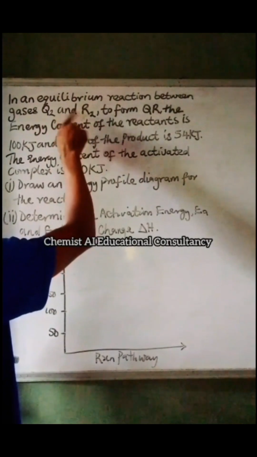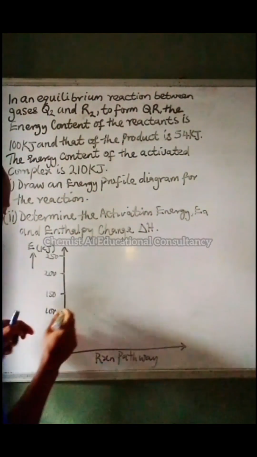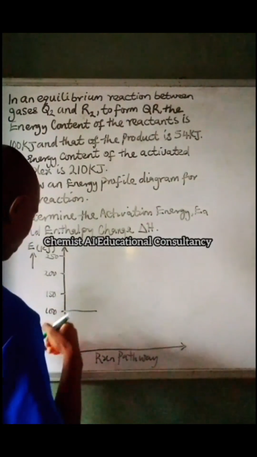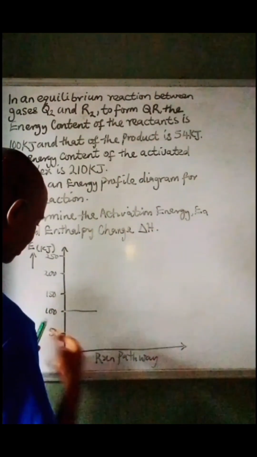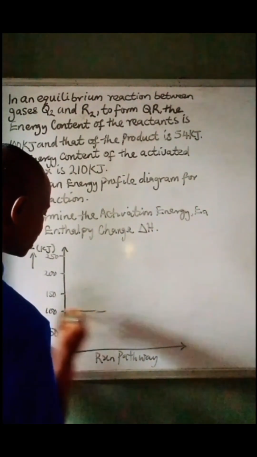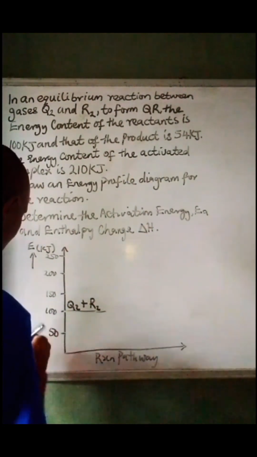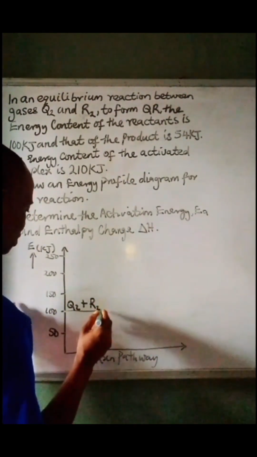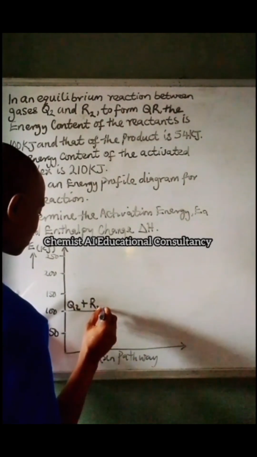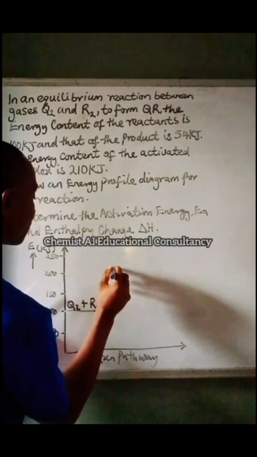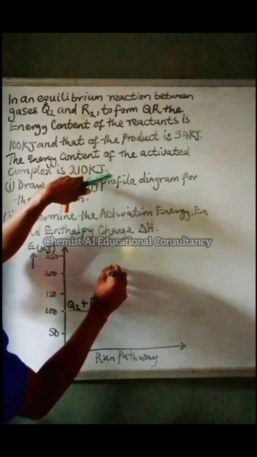Now, the energy of the reactants is 100. So you start from 100. The graph goes like this, constant, no increase in energy, no decrease. So you represent the reactants as Q2 plus R2. Now, when they begin to absorb energy to react, the graph will start sloping up. And before they form product, they will form what is called activated complex, whose energy is 210.